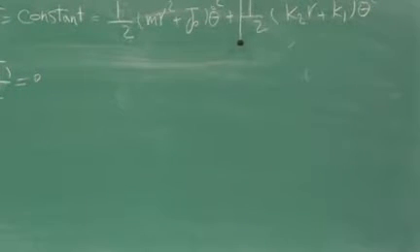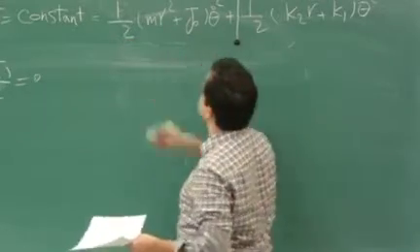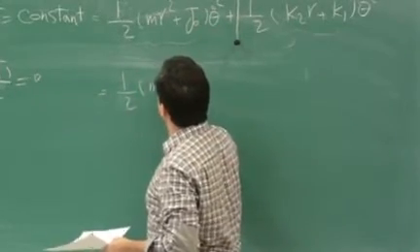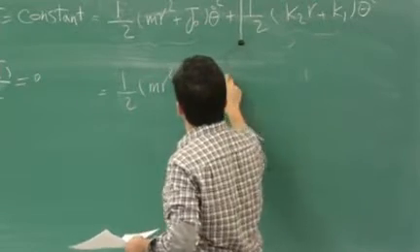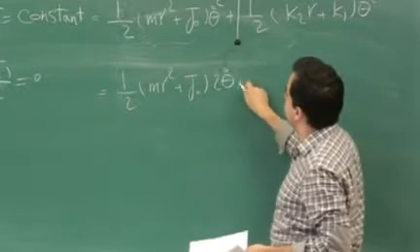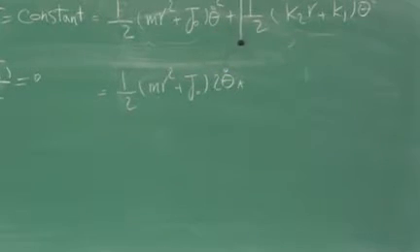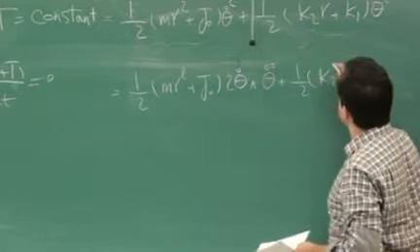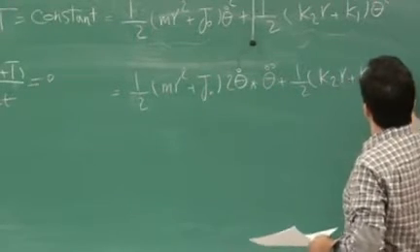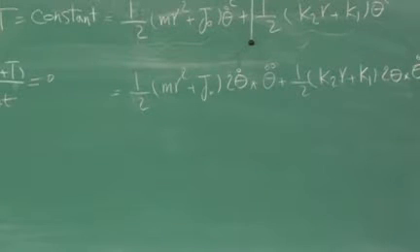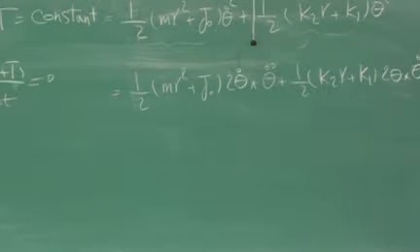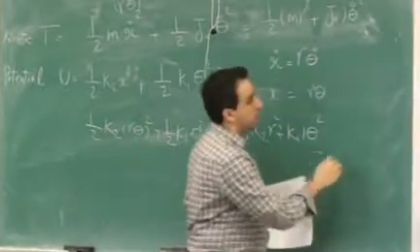Now differentiate this with respect to time. These terms are constant, so we should just differentiate the variable parts with respect to time. Half of (m r squared plus J naught) times 2 times theta dot, multiplied by the derivative of theta dot with respect to time, which is theta double dot, plus half of this part, 2 theta multiplied by the derivative of theta with respect to time, which is theta dot. Yes, it should be. Thanks. K2 R squared. Yep, I just said.